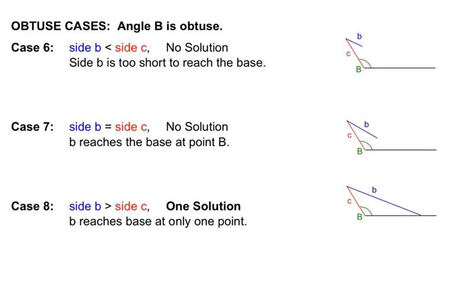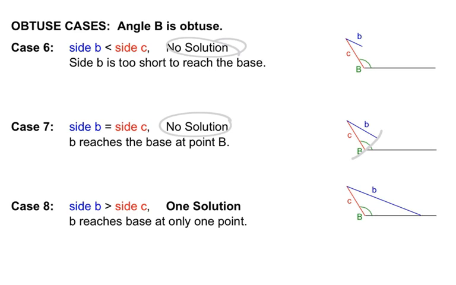We also have our three obtuse cases, and I've got my pictures pulled in here. So this is saying that we are given an angle B which is obtuse, or greater than 90 degrees. So the first case, side B is shorter than C. Side B is too short to ever reach this base. No solution. Side B is equal to side C. So these are the same length. And if I think about rotating this around or through here, it would cross right at that angle B, and we wouldn't have a solution.